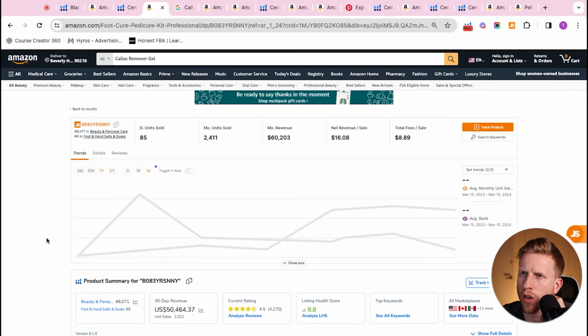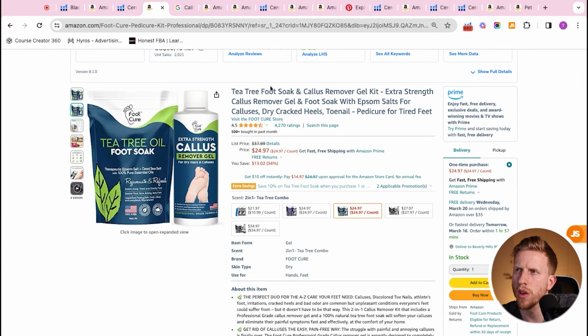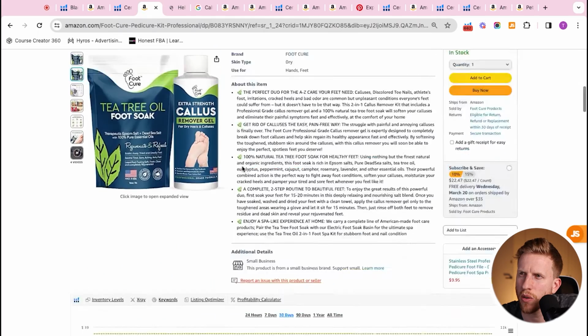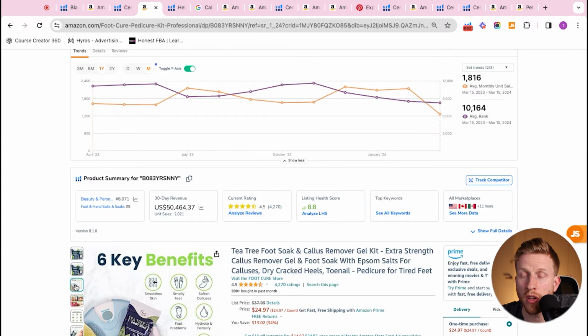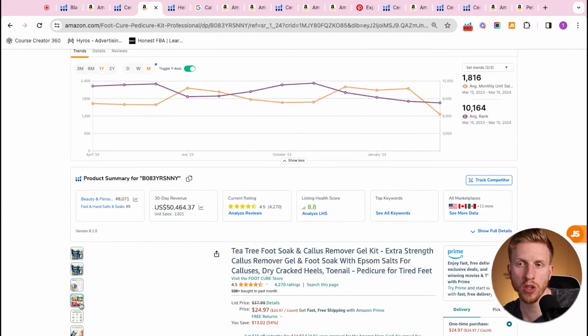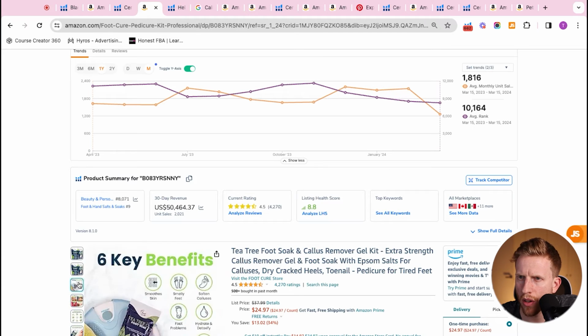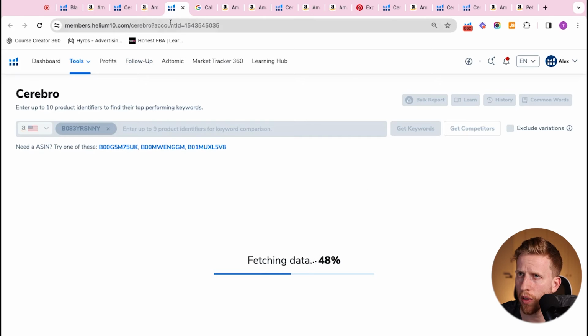Now, as a beginner, you might look at this and you might be like, "There's no way I could sell that. It's impossible." But tea tree oil foot soak and callus remover gel kit. So let's see what it ranks for. And then I'm going to look in the UK because this is doing $60,000 a month, right? 4,000 reviews. But if you know what you're doing, if you listen to people that know what they're doing, potentially you could launch a product like this.